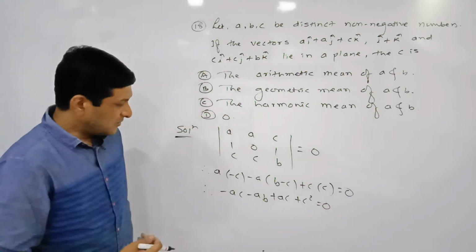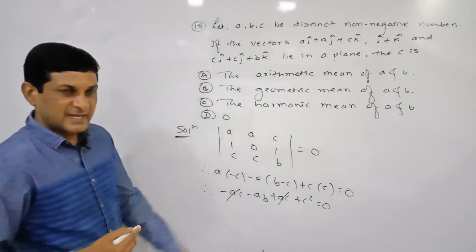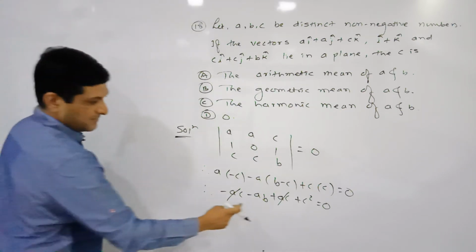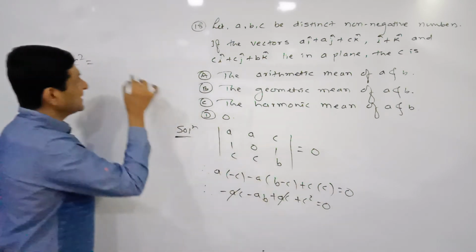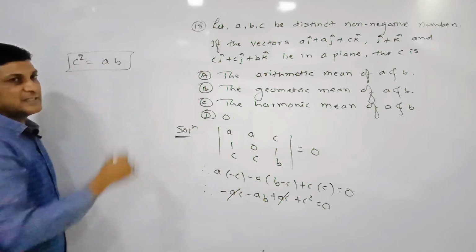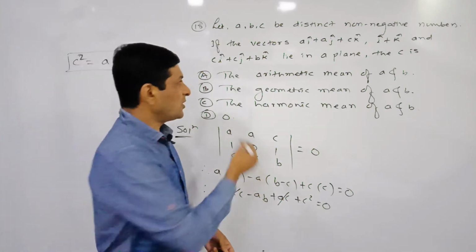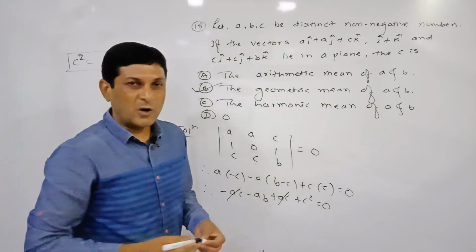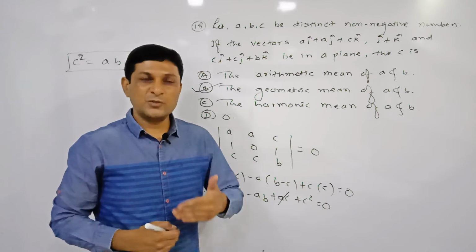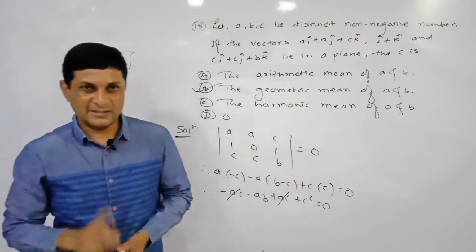Okay, so now let us check which terms will get cancelled. Plus ac and minus ac will get cancelled. So what result are we getting here? c square is equal to minus ab, and on this side it will become plus ab. So this is the condition. If this condition is satisfied, that c square is equal to ab, at that time we can say that c is the geometric mean between a and b. You have already studied the meaning of arithmetic mean, geometric mean and harmonic mean in sequence and series in class 11th.